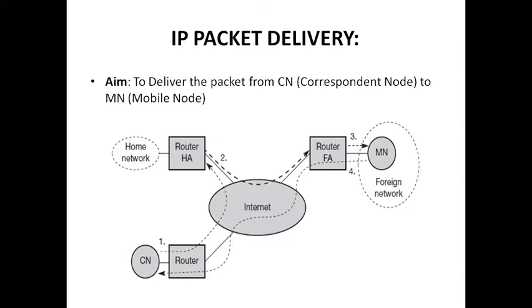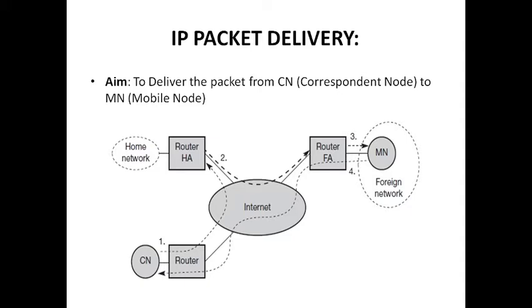Today our topic is IP packet delivery. In the last classes we have discussed the entities and terminologies of the architecture of mobile IP, and today we will discuss IP packet delivery. Here the aim is to deliver the packet from the correspondent node to the mobile node, from CN to MN.